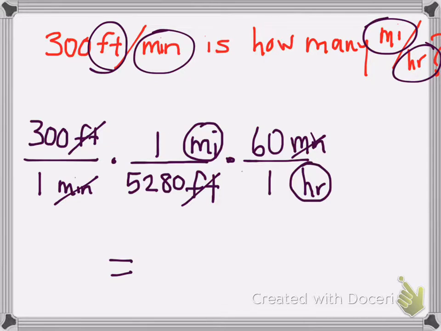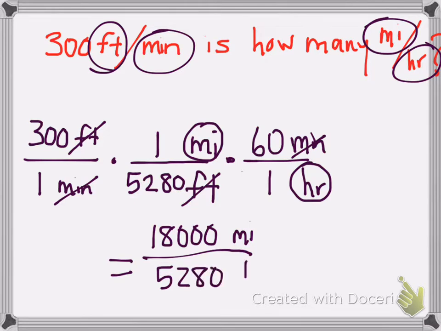Now all I have to do is some math. 300 times 60. Well, if I do 300 times 60, I get 18,000. So that goes on top, 18,000 miles. And on the bottom is 1 times 5,280 times 1. Well, that's 5,280 hours. So it's 18,000 miles in 5,280 hours.